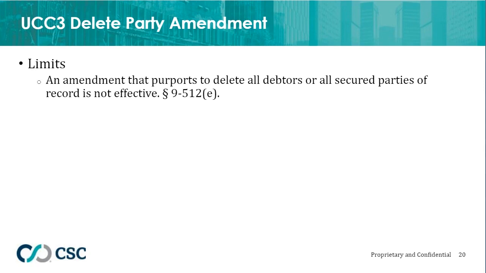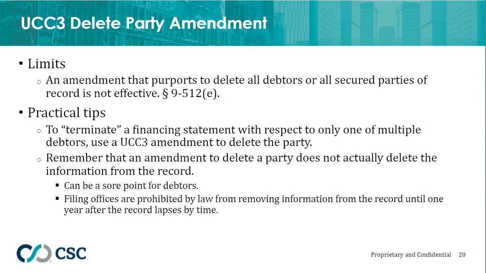A couple of tips here. To terminate a financing statement with respect to only one of multiple debtors, use the amendment to delete the party. Don't terminate, because the termination affects the financing statement as a whole, whether intended or not. Again, remember that it will not delete the name from the searchable index. Debtors may not be happy about that. They'll continue to show up, but it has to be explained to them why. The filing offices simply can't purge their records in that type of situation.